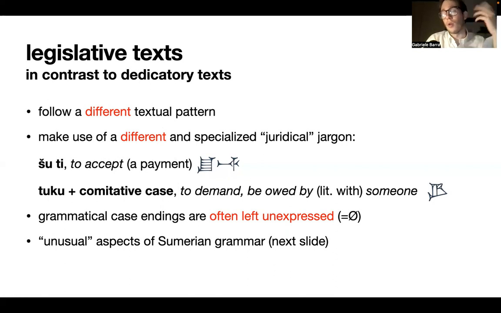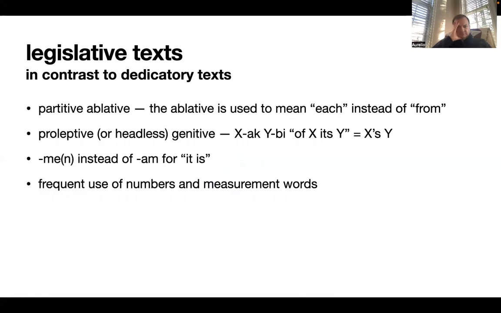Sometimes in dedicatory texts, you have the first dative ra ending, which is not expressed because you have it in the verb. And usually when you have it inside of the verbal chain, you tend not to have it in loco after the noun. The same thing happens here, but with other cases such as the ablative. Some peculiarities which are a common sight among tablets of this kind are the partitive ablative. So the ablative ta is used to mean each and not from.